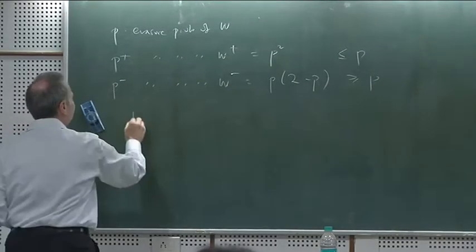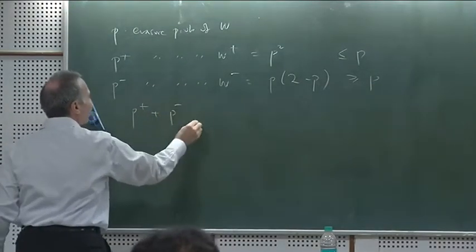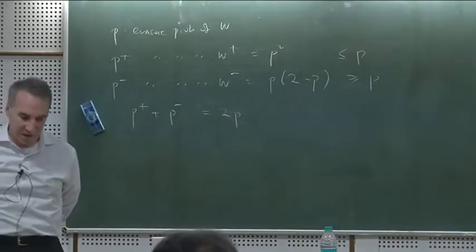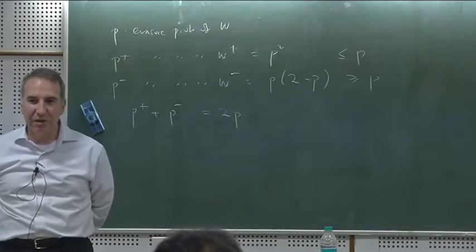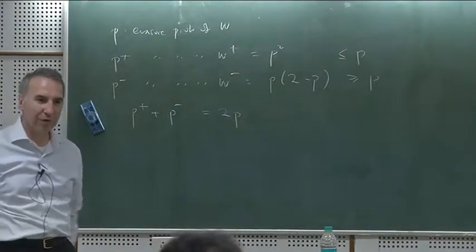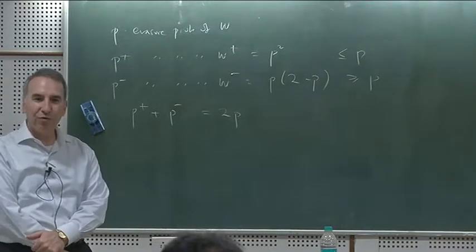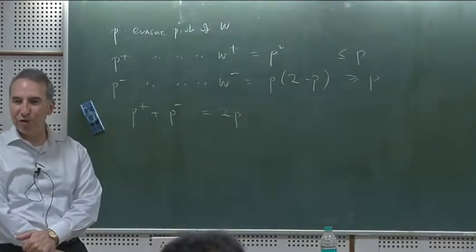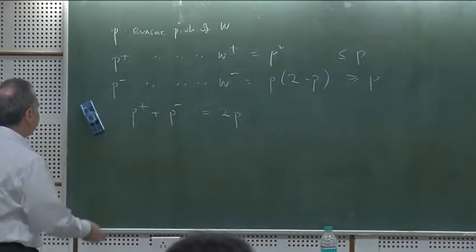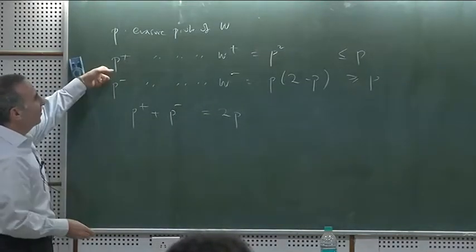So P plus plus P minus equals 2P. So we have a conservation of erasure probabilities. Our transformation rules don't create more or fewer erasures in this particular thing. Okay. In the meantime, let's also take a look at, this is smaller, this is bigger.